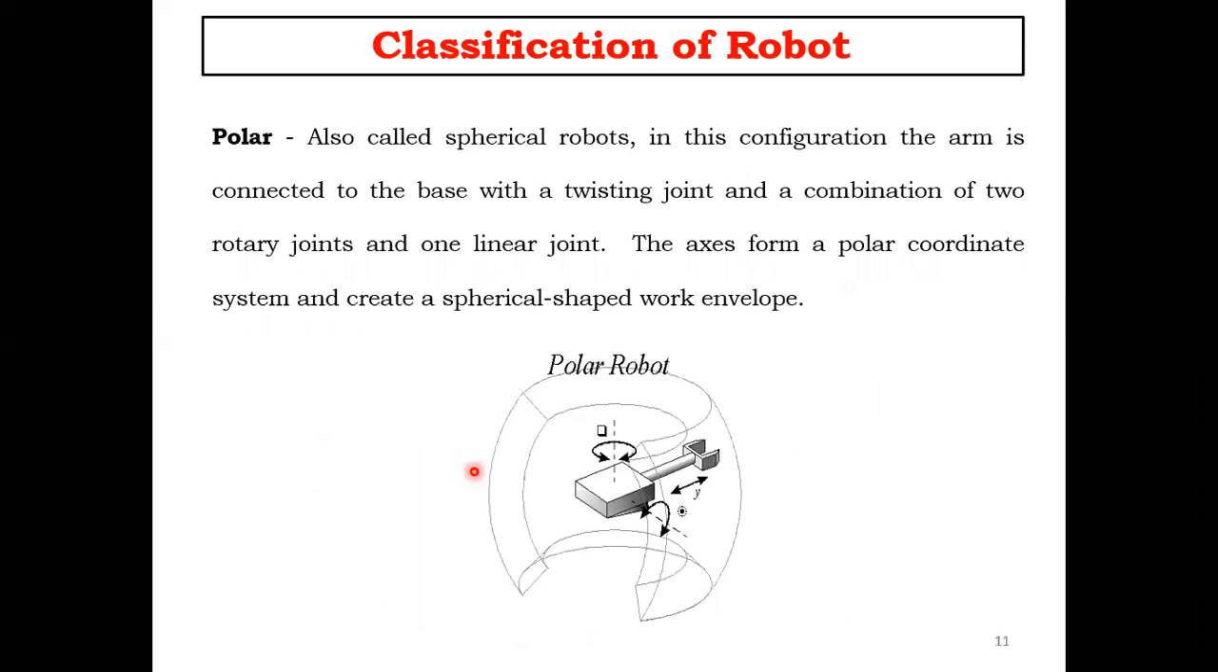Next one is the polar robot. So this work envelope is a spherical shaped work envelope. Okay, also called spherical robots. So in this configuration, the arm is connected to the base with a twisting joint and a combination of two rotary joints and one linear joint. Okay, here we have two rotary joints and one linear joint. If the robot has two rotary and one linear joint, it is polar. So it is working in a polar shaped work envelope or spherical shaped work envelope.